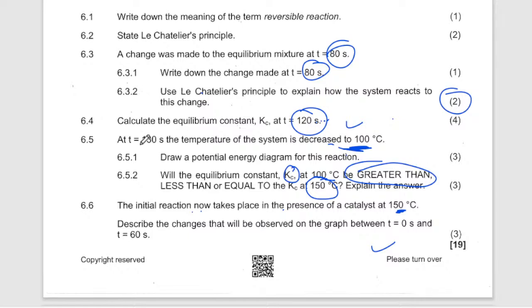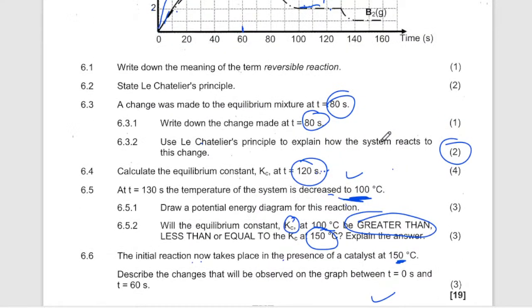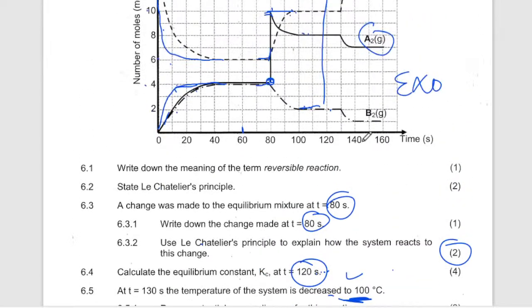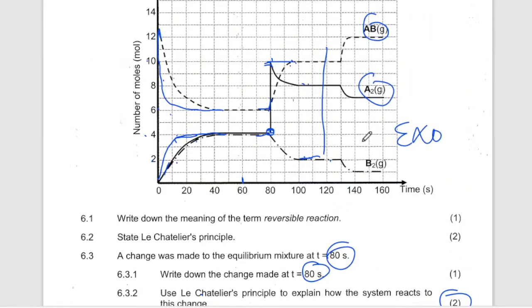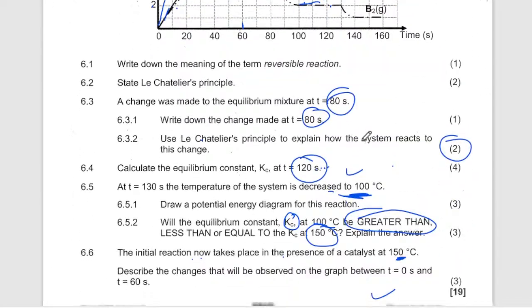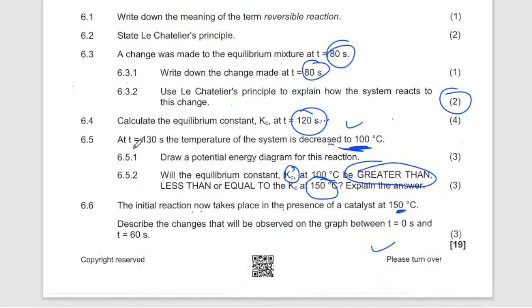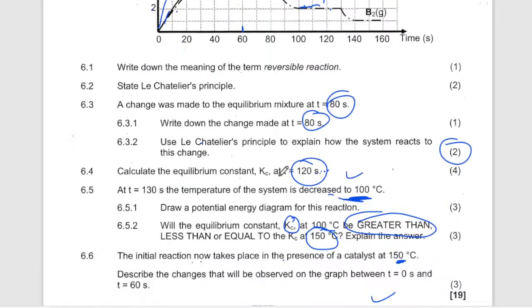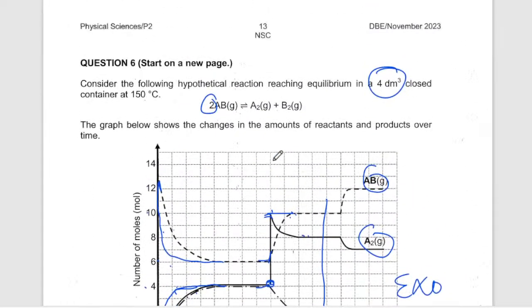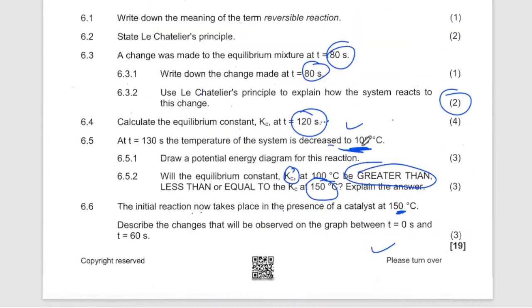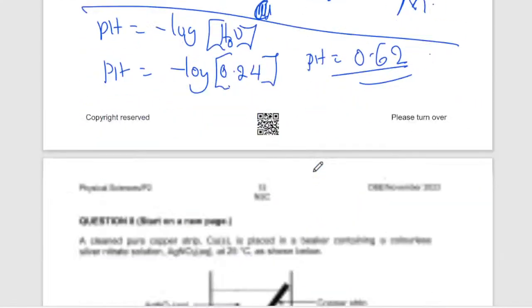Because at temperature the system decreased to this. No, they decrease the temperature, and the forward reaction is endothermic. When they increase the temperature, they decrease the temperature. At 130, the temperature of the system decreased. Yes. I don't understand. I have to check and see what you are saying. Okay. I think that one is also done.